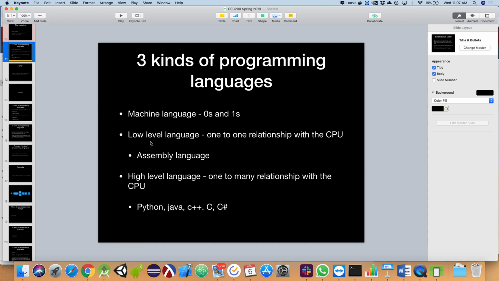There's three kinds of languages: machine language, zeros and ones, not for us. A low-level language like we looked at last time, where we were actually looking at a power tool because we were leveraging the operating system for doing a lot of the heavy lifting for us. And then lastly, a high-level language, which has a one-to-many relationship with the CPU, and that's what we like. We like to write one or two lines of code and have it translate into a whole bunch of stuff on the CPU. Some examples of high-level languages are ones we've probably heard of: Python, Java, C++, and so on.